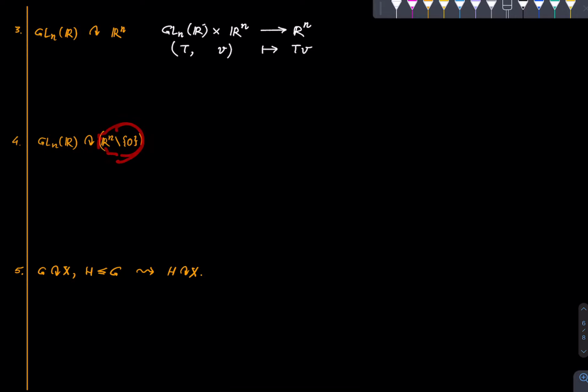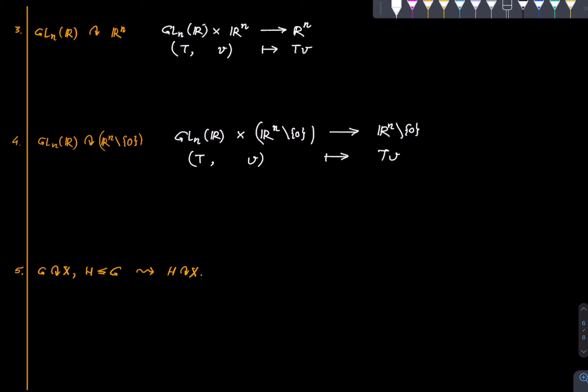Here we are deleting the origin, and we want to say that we can also define an action here. So what is the action? The same one as in the previous. It takes (T, v) to Tv. The point is that since these are invertible linear maps, a non-zero vector has to map to a non-zero vector under any invertible linear map. So the action kind of restricts to this set. The above action restricts to that.